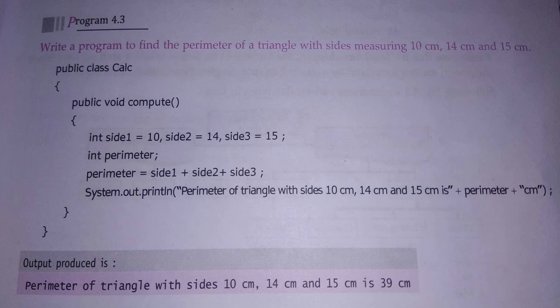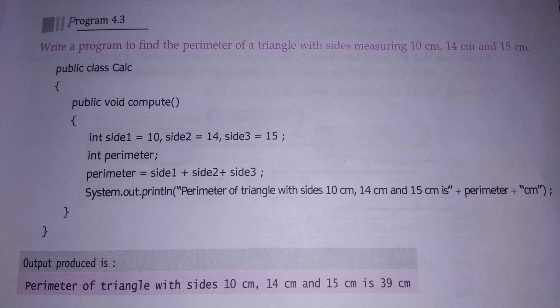So int side1, first variable to store the first side. And what is the first side? Equal to 10. Now the second variable side2 to store the value of the second side. It means 14. And the third variable I declare to store the third side of the triangle, that is 15. I stored the values of all three sides.